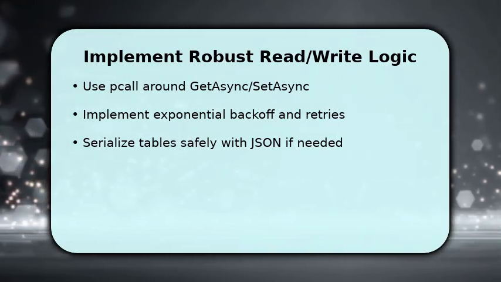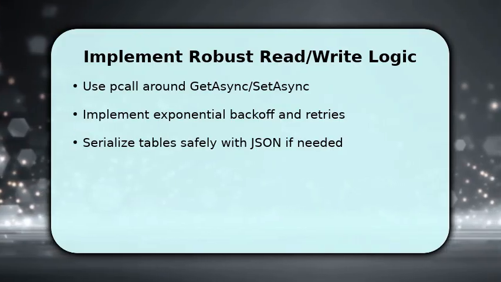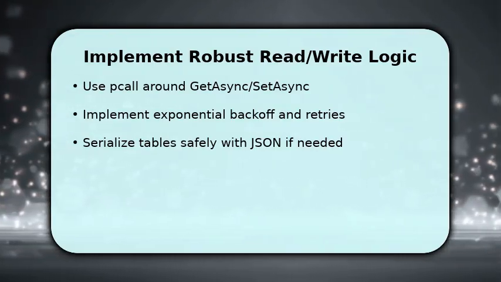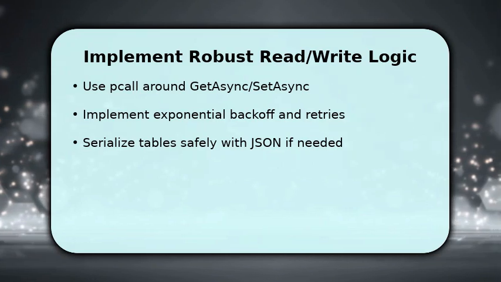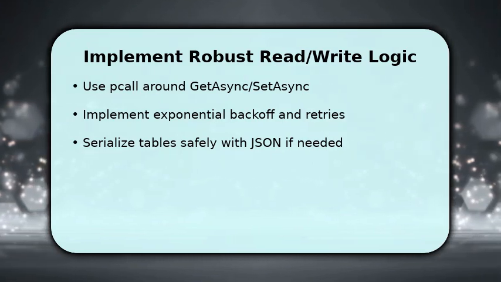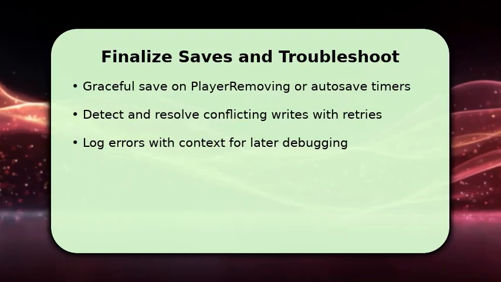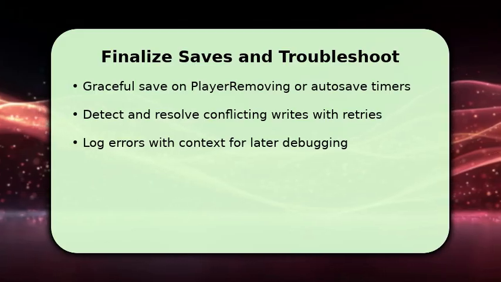Once you have retries and validation, add versioning or timestamps to keys to handle concurrency. Finally, test heavy concurrent saves in Studio with multiple clients simulated. Finish by wiring your save function to player removing and periodic autosave timers so progress is not lost.